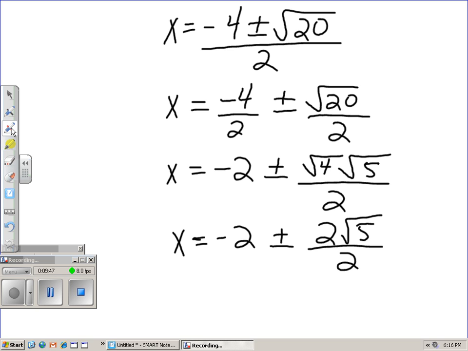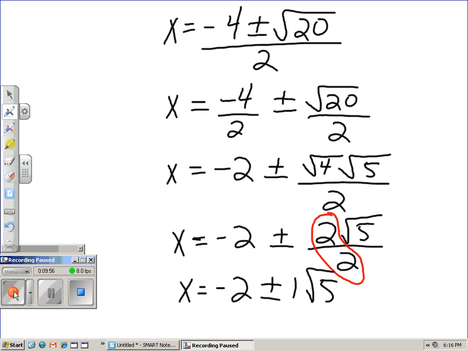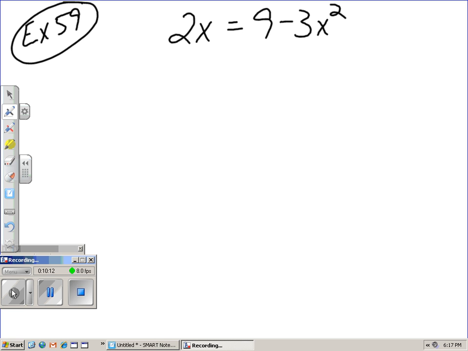Now look at this part of the fraction right here, the whole numbers. Don't look at the square root, look at the whole numbers. That's 2 over 2. 2 divided by 2 is simply a 1. So we have negative 2 plus or minus 1 square root of 5. And you know what? We don't need that 1 right there, so I'm just going to leave it off. So we have negative 2 plus or minus square root of 5.